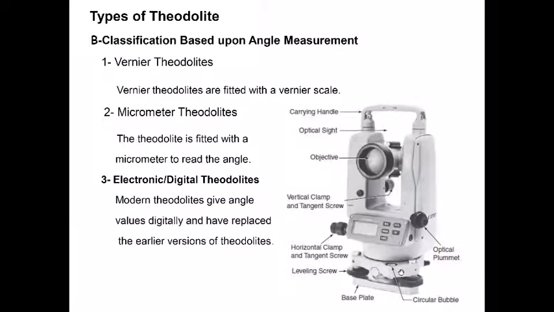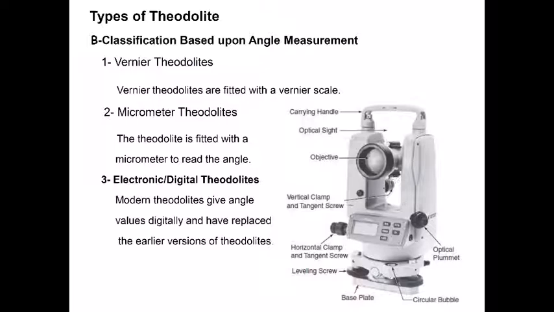Then we have the circular bubble over here that helps you to level the instrument. Similarly, some instruments also have a plate bubble in addition. Then we have the base plate at the bottom, which is placed on the tripod stand. And then we have three leveling screws, just like we used to have in the auto level, which are used to level the instrument. Then we have the horizontal clamp or horizontal slow motion, and the vertical clamp or vertical slow motion.